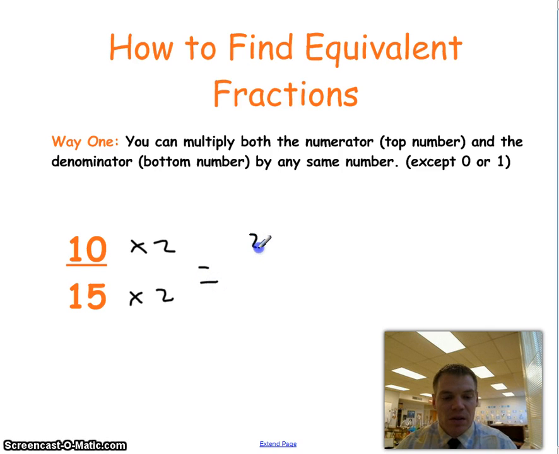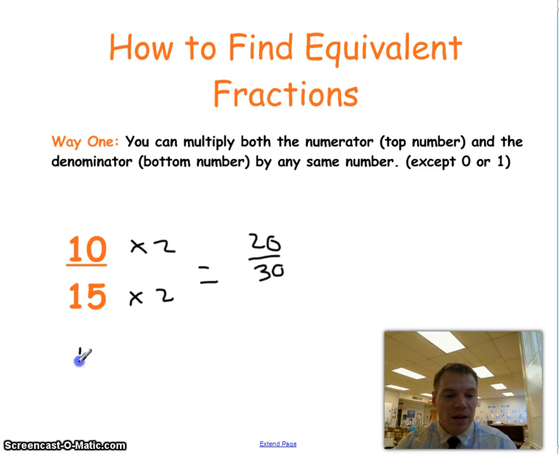And that would get us 20/30. You can really pick any number except 0 or 1 to find an equivalent fraction, as long as you multiply the top and the bottom number. I just picked 2 because it's easy to multiply 10 times 2 and 15 times 2. It would just be harder if I did 10 times 20 on top and 15 times 20 on the bottom. So I just like to do smaller numbers.